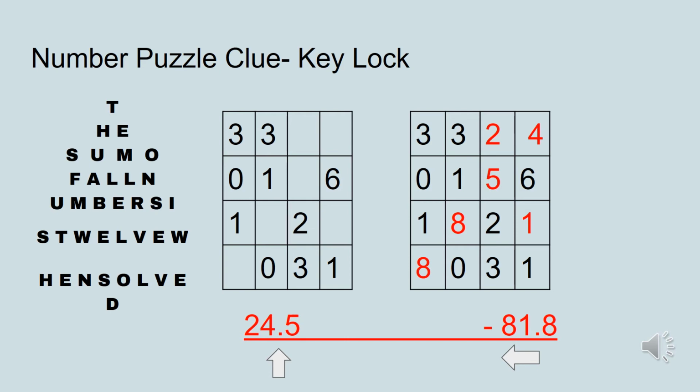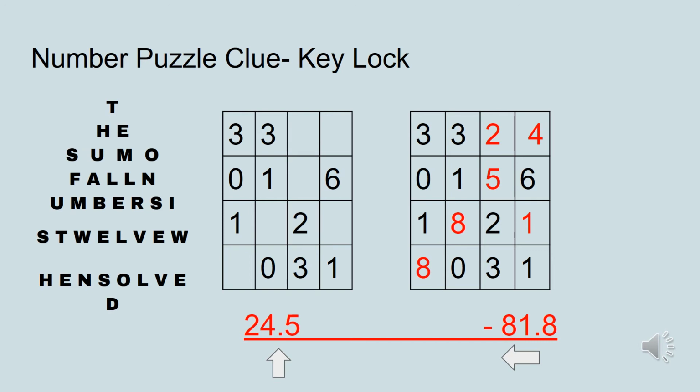The final clue is for the key lock, and this is comprised of a few different components. The first is the eye chart, which when read out loud says, the sum of all numbers is 12 when solved. That is a clue that helps students to figure out the number puzzle.